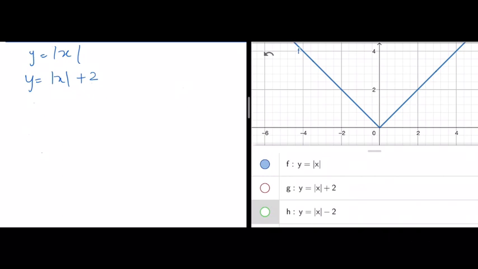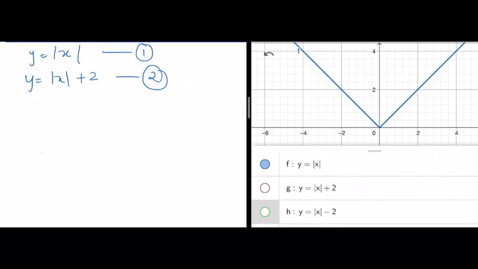First of all, let us understand what this means. If you compare this with the main function, which I have marked as 1, you can see that for the same value of x, my new function will have a y which is always 2 more than the previous graph. Suppose x is 3: in graph 1 my y would be 3, but in the second graph my y would be 3 plus 2, so 5, right? So all the y values are 2 more than the previous ones.